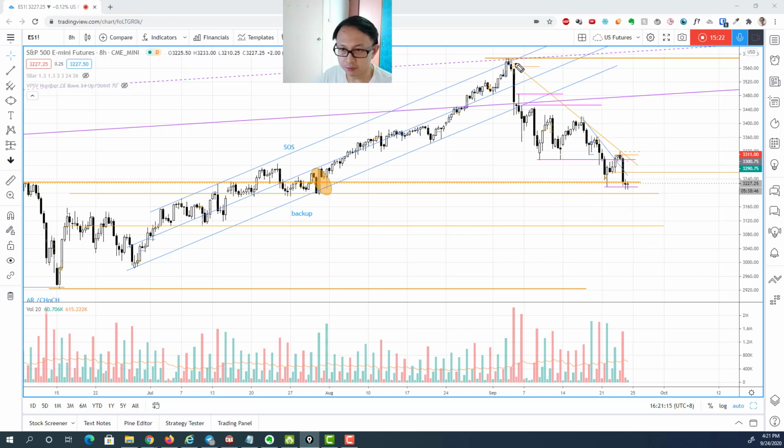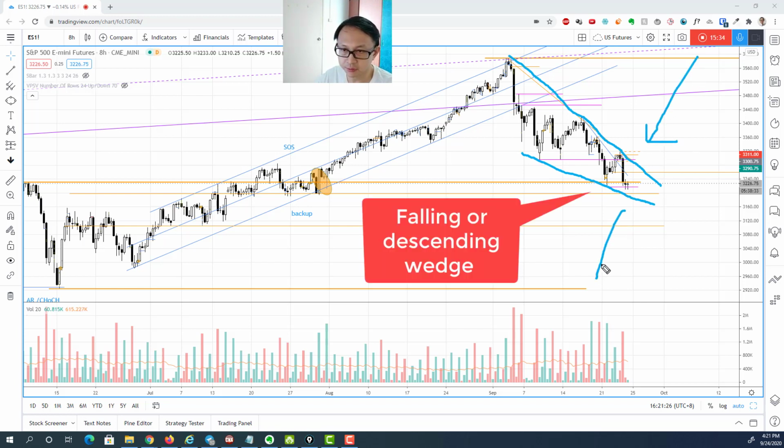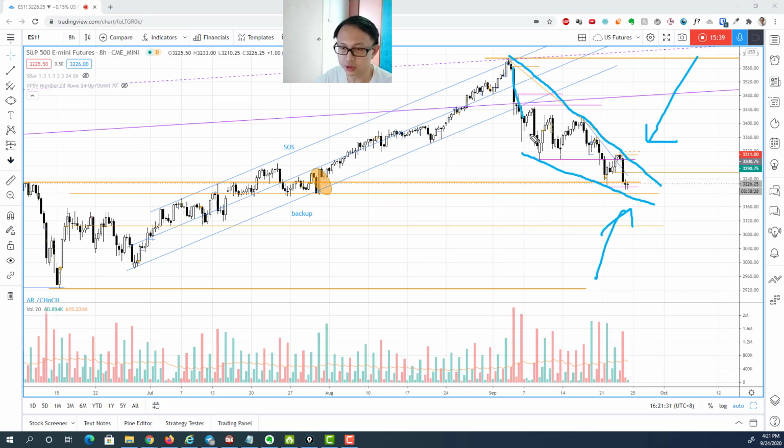So if we just take these few swing highs, connect them together, and we take these swing lows and connect them together, it does look like a falling wedge or this kind of descending wedge. It is bullish in nature, but we definitely can see the down wave getting shorter, and hopefully we'll have the last one. And definitely the thrust as well is getting shorter and shorter, suggesting that we're losing the down momentum.